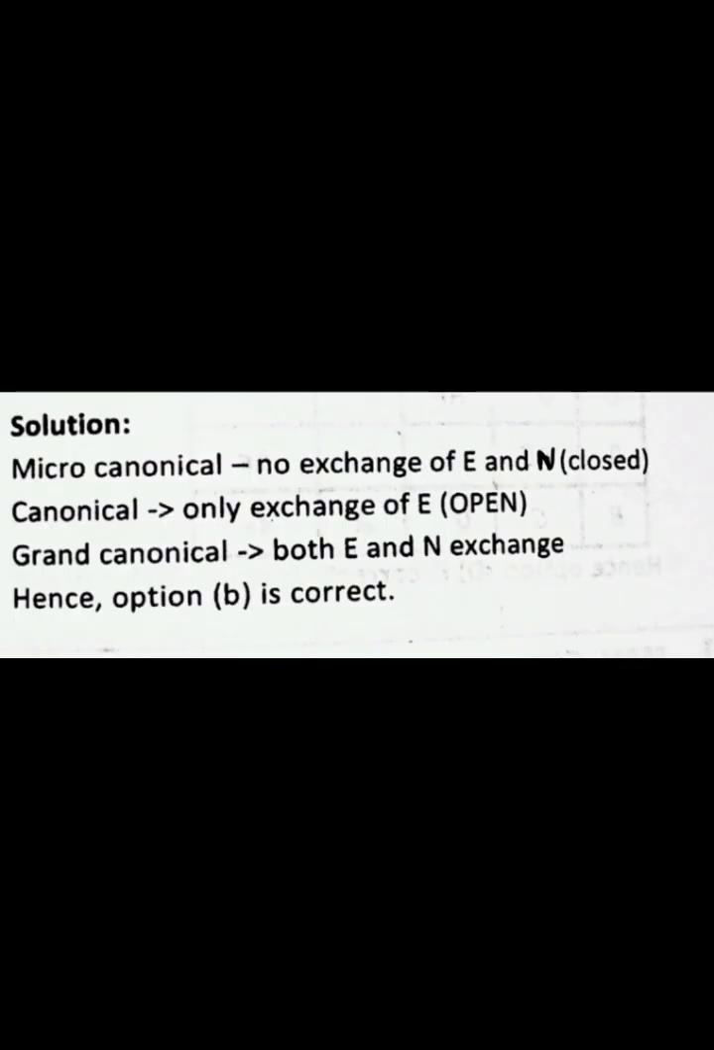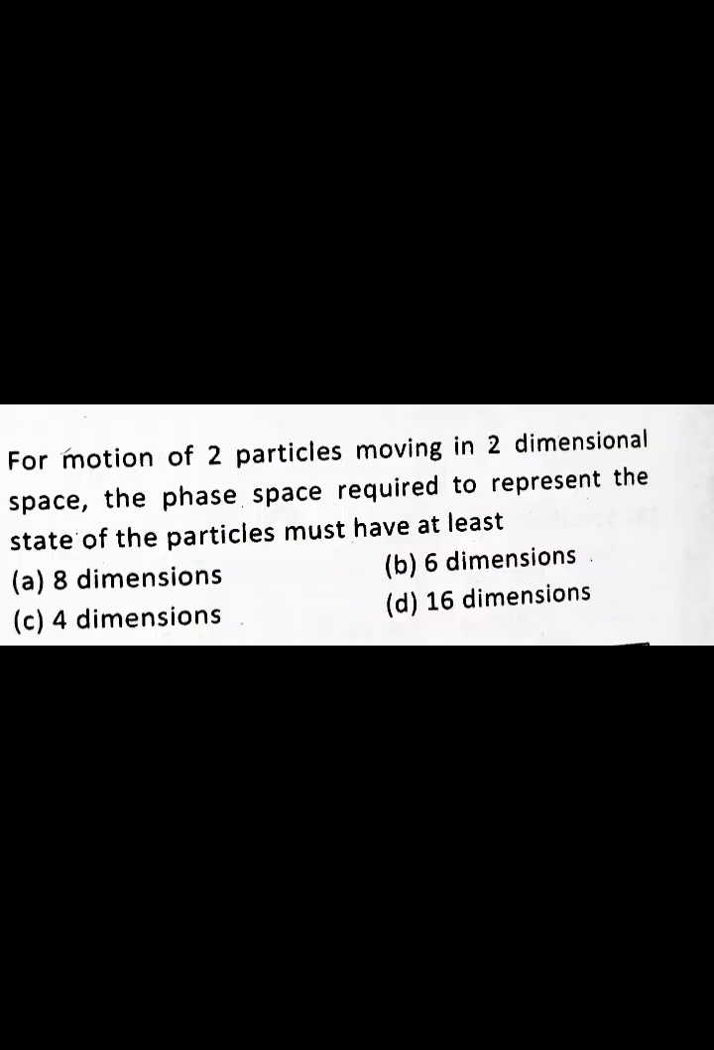So the answer is option B. Next question is, for motion of two particles moving in two-dimensional space, the phase space required to represent the state of particles must have at least.